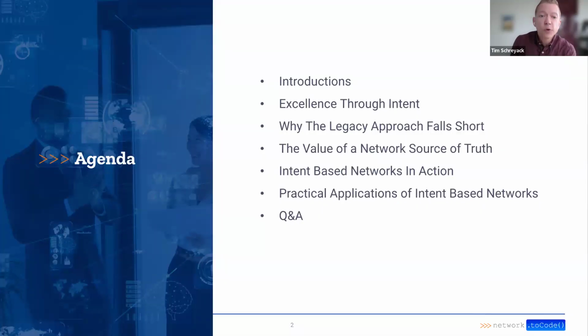Our agenda for today, we'll go through some introductions. Then we'll talk about excellence through intent, moving on to why the legacy approach falls short. Then the value of a network source of truth. What does that mean? And really, what is a network source of truth? Then intent-based networks in action, some practical applications of intent-based networks, and then some time for Q&A.